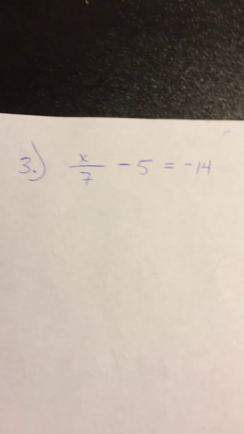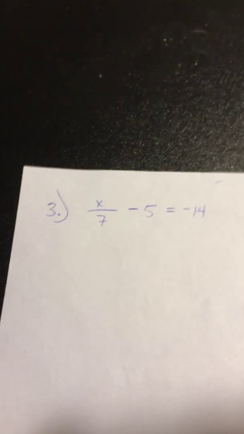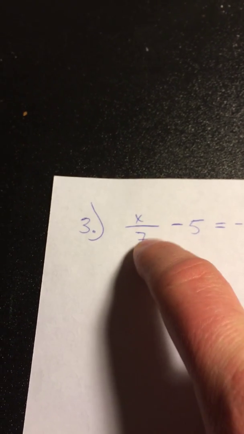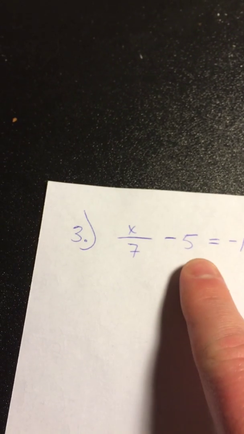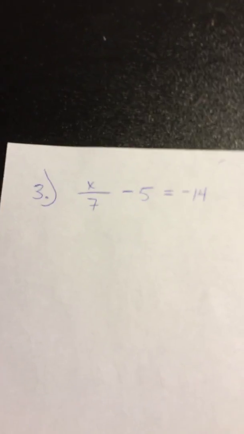Okay, so here is number 3 from the quiz. In this one, I think it's helpful just to step back and look at it for a minute. The problem is saying that some number divided by 7 and then subtract 5 gives us negative 14. And the key to this is to be able to do reverse order of operations as we isolate x.